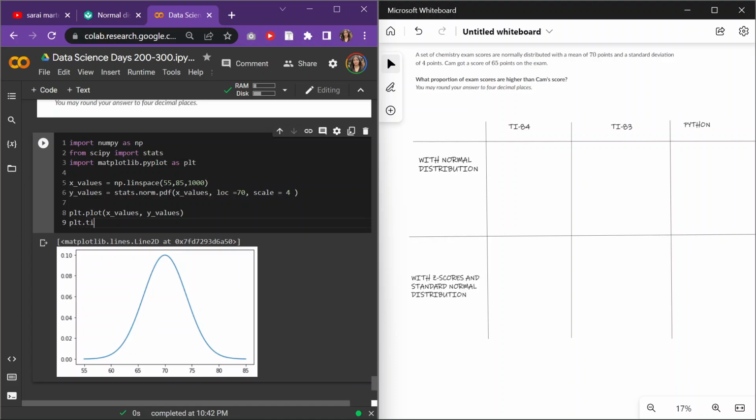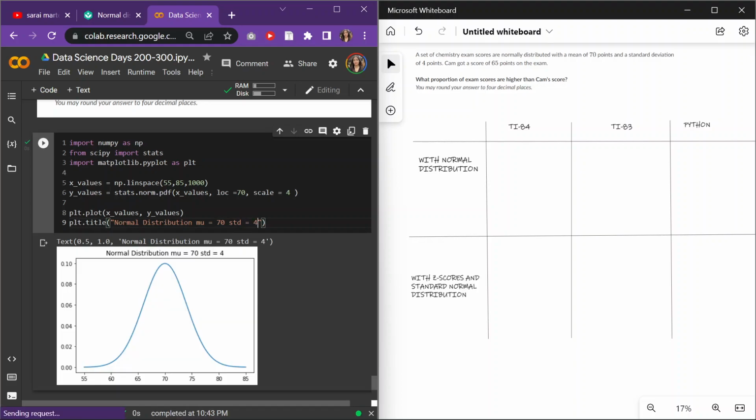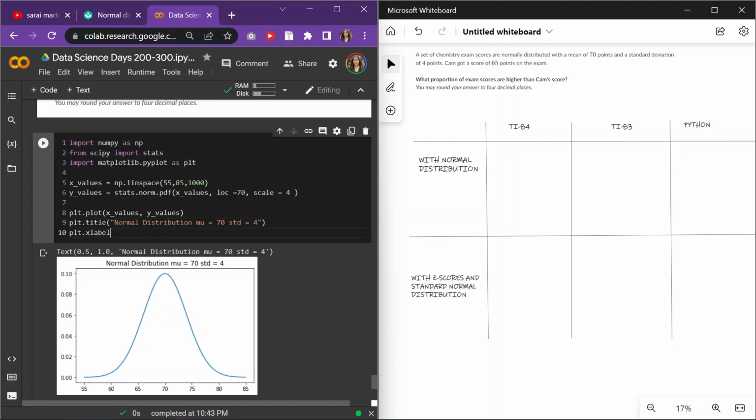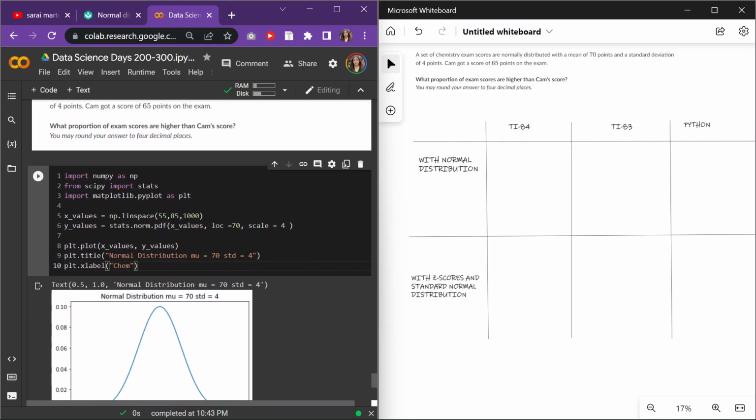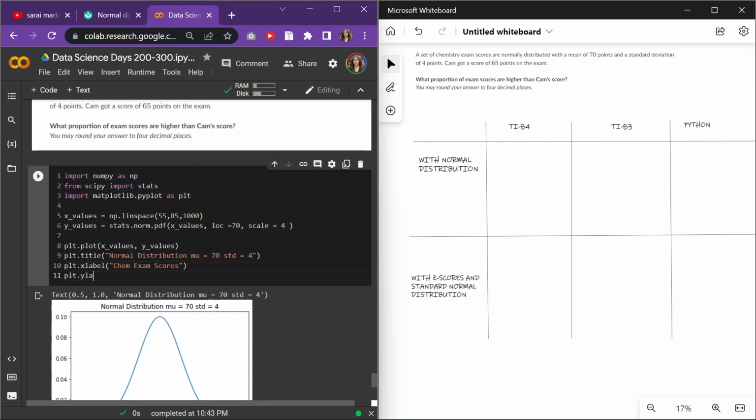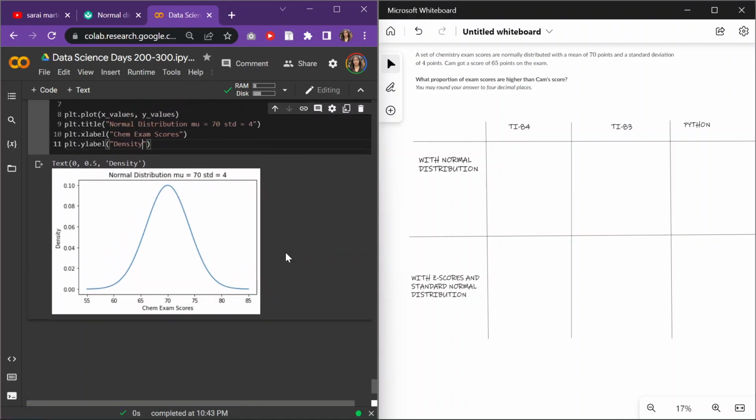And real quick, I'm just going to add a title. I'm going to call this normal distribution with mu for mean of 70 and a standard deviation of 4. I should give it a title. And we're going to give it an x label: chem exam scores. And then plt y label is going to be density. Okay, so this is basically what we're trying to find.